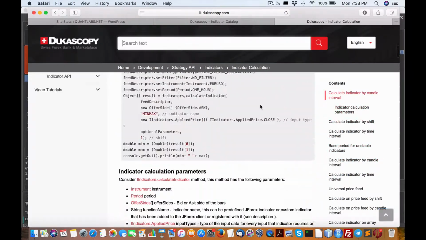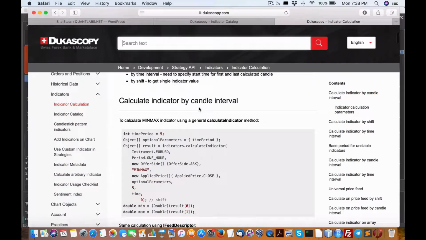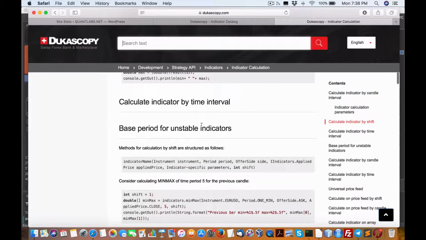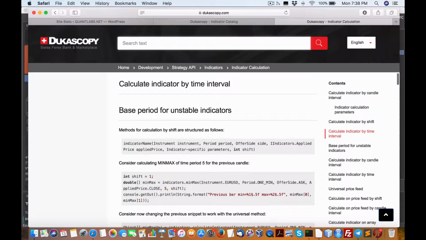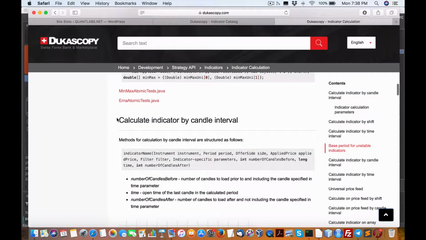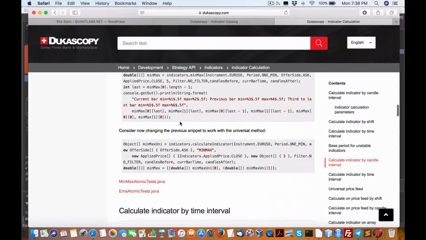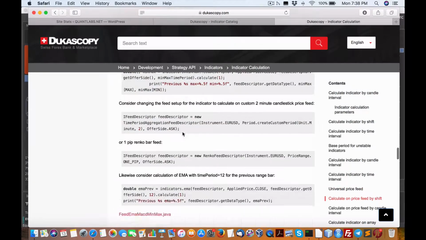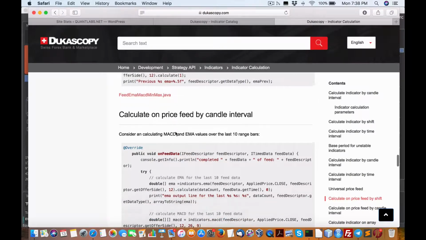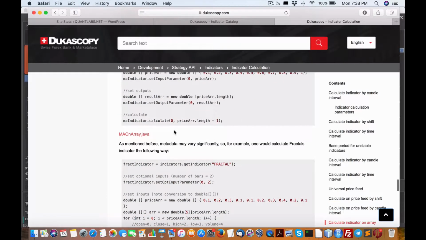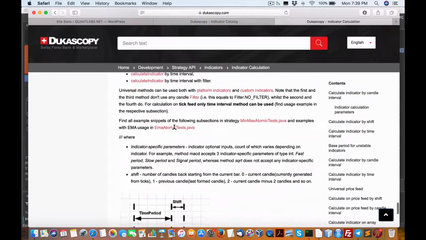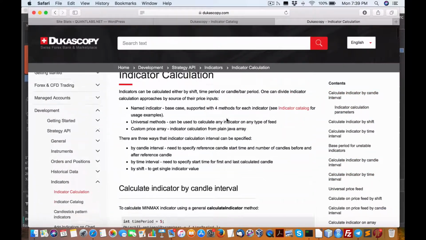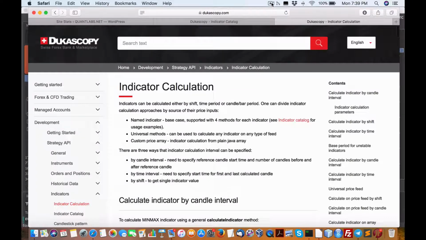So here, on these set of examples, we have the indicator calculation, so we can calculate by candle interval, by shift, which is probably what I'm more interested in. Base period for unstable indicators, candle interval, and universal price feed. So these are the examples that I'm wanting to look at to see how they get coded up, but definitely lots to go through here. Hopefully this will help you out leading down the right path that I'm trying with this Dukascopy JForex API business.